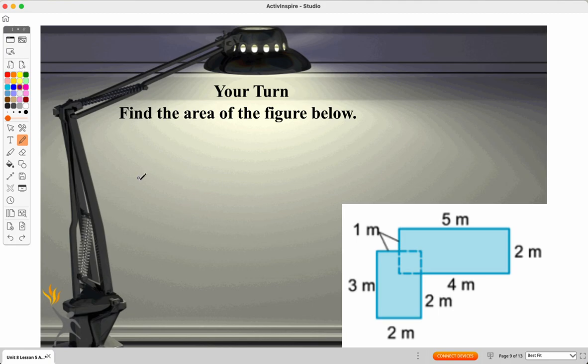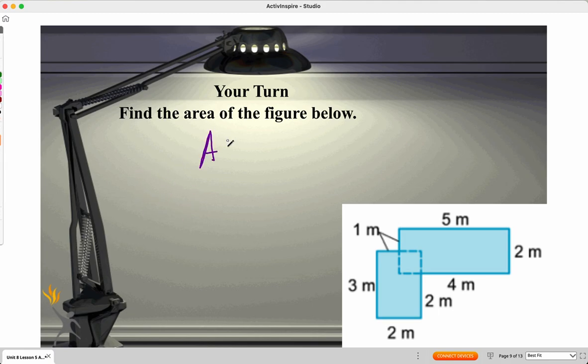Now pause this figure. Let's work it out. It's the same figure A plus figure B minus C. So we're going to call this A, B, and C is the overlap section. A is 5 times 2. B is 2 times 3.